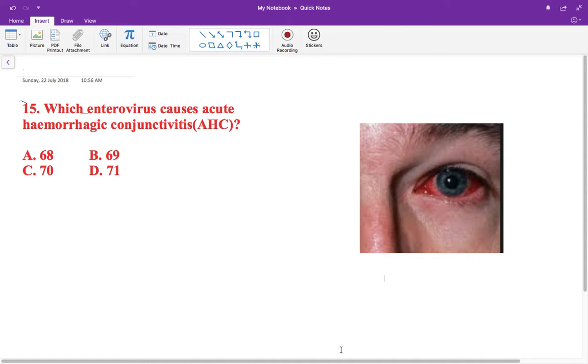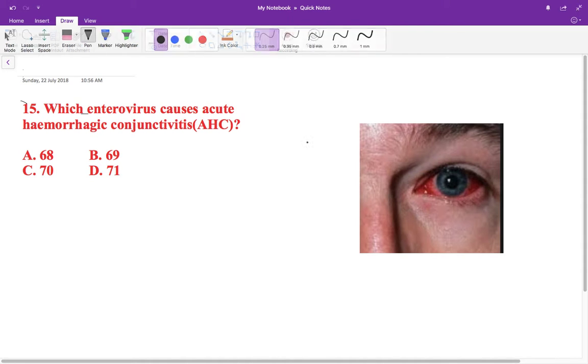The question was, which enterovirus causes acute hemorrhagic conjunctivitis? Your options were strain 68, strain 69, strain 70 and strain 71. So the answer here should be strain 70. Now this question you have to just remember.